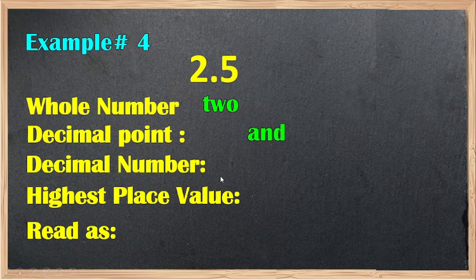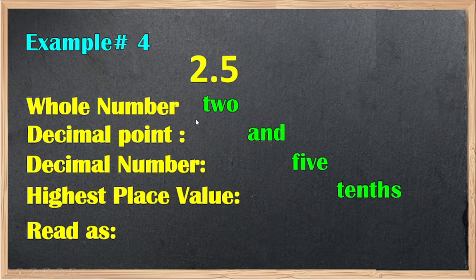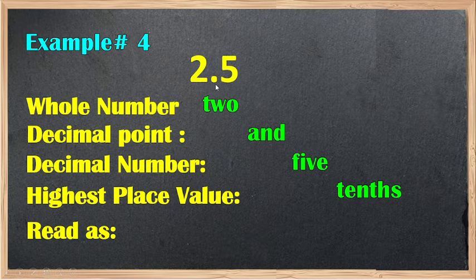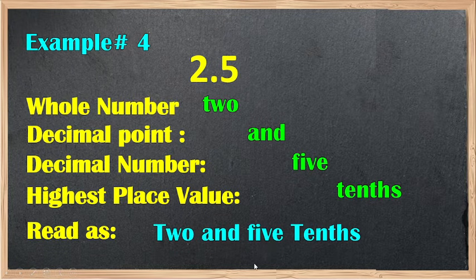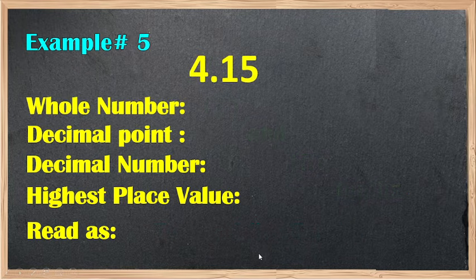Now, focusing on the decimal number, we have 5. And then the highest place value is tenths. Now, combine 2 and 5 tenths. 2 and 5 tenths. That will be the answer. Okay? Next, we have example number 4.